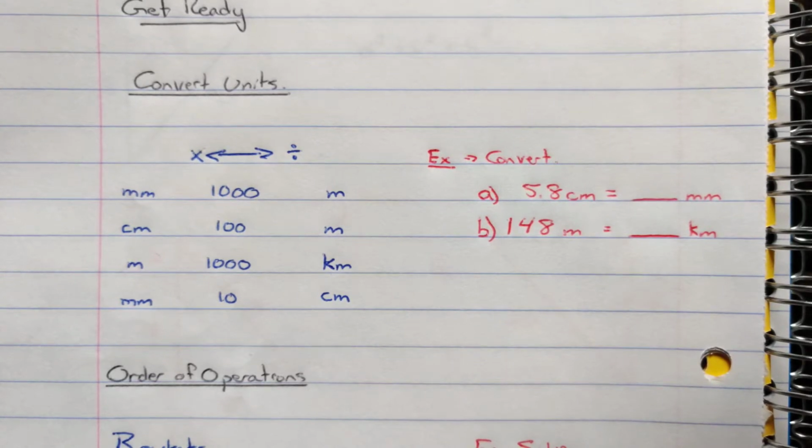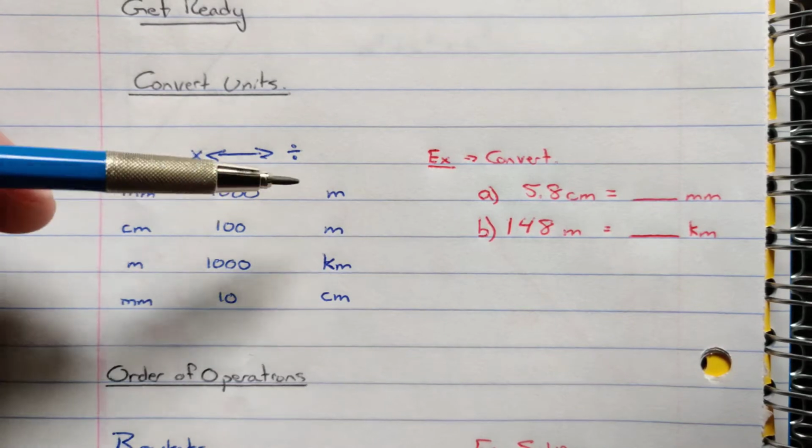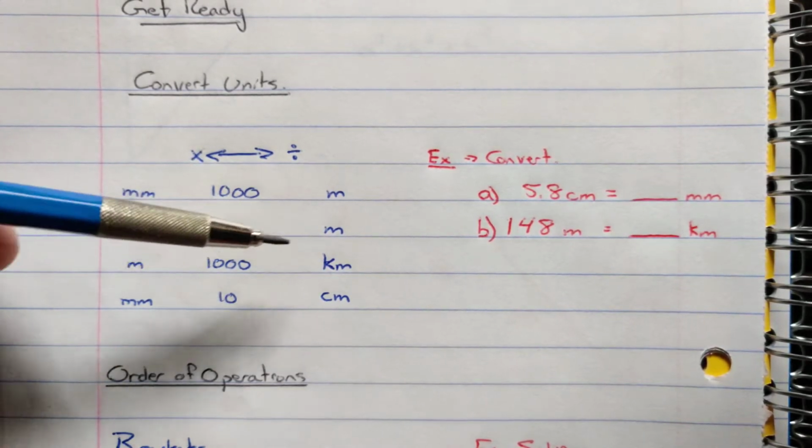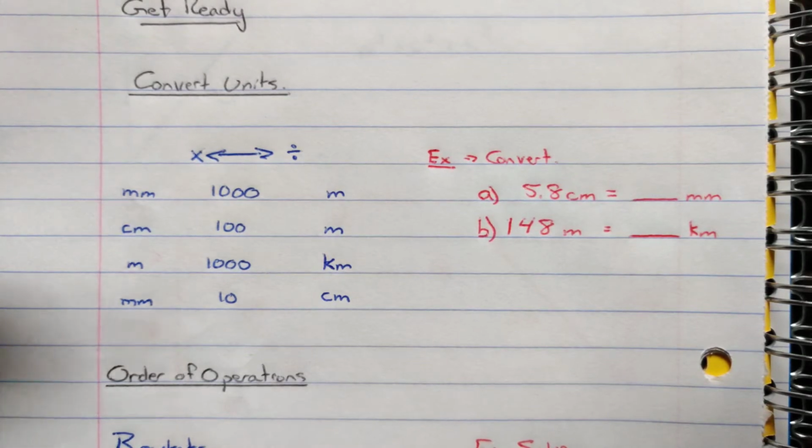Recall that there are 1,000 millimeters in a meter. There's 100 centimeters in a meter. There's 1,000 meters in a kilometer. And there are 10 millimeters in a centimeter. So you can use this little chart here for conversions.